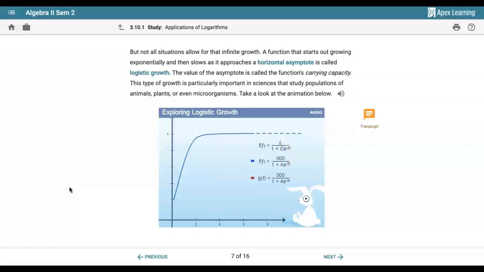How do you think the value of B will affect this function? You can compare the two functions shown here by graphing them. Notice that the only difference between f(t) and g(t) is the value of B. The larger B is, the faster the function reaches its carrying capacity.